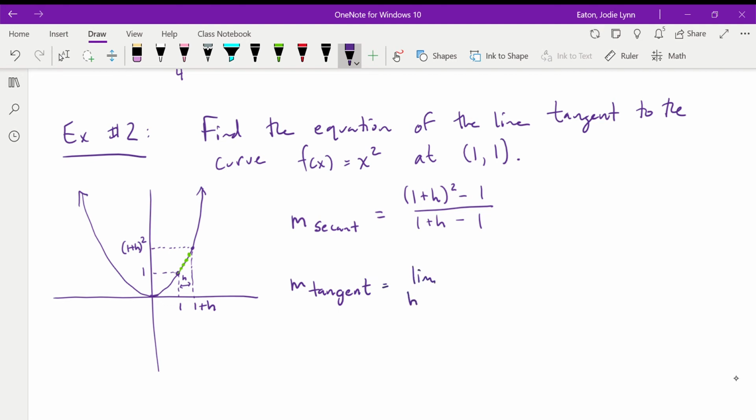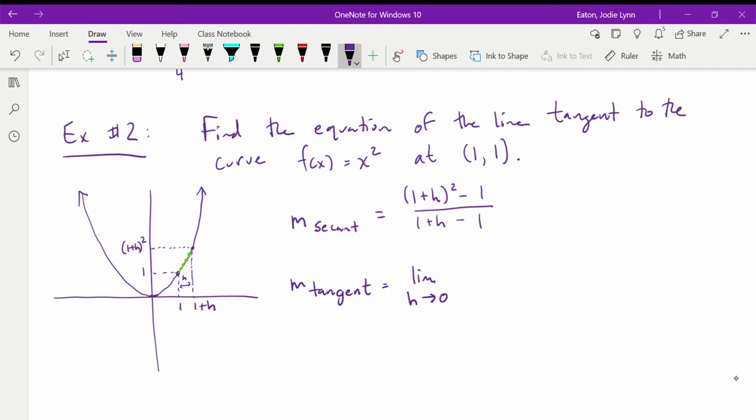as h goes to 0. So the limit as the distance between the 2 points gets smaller and smaller. We're finding the slope of lines where the 2 points are closer and closer together, and that is going to get closer and closer to the slope of the tangent line. And as h goes to 0, that limit is going to actually be the slope of the tangent line.